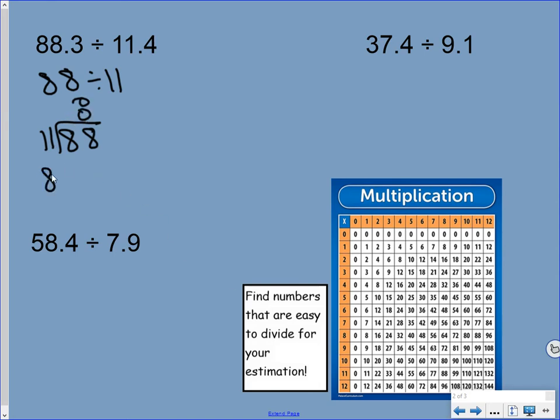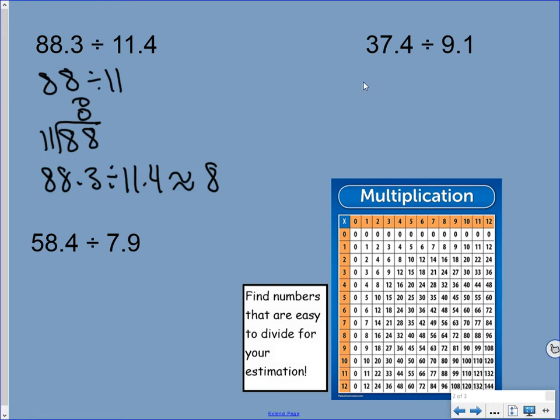Now I know that 88 and 3/10 divided by 11 and 4/10 is about 8. So if my answer when I actually divide these decimals is not close to 8, I know something's not quite right. All right, how about 37 and 4/10 divided by 9?